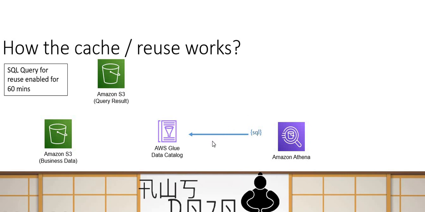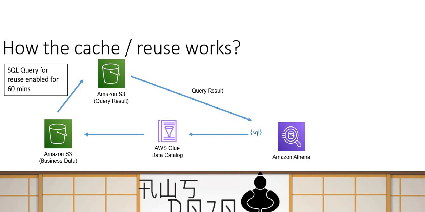So what happens the first time you run this SQL query? Basically, the SQL query goes to the S3 bucket for the business data. It will scan the business data, create the query result, and store the query result in the S3 bucket. This flow I have already talked about earlier, and then you get this query result back in Athena. So this is when you run it the first time, but this time I have run this query with query result reuse enabled for 60 minutes.